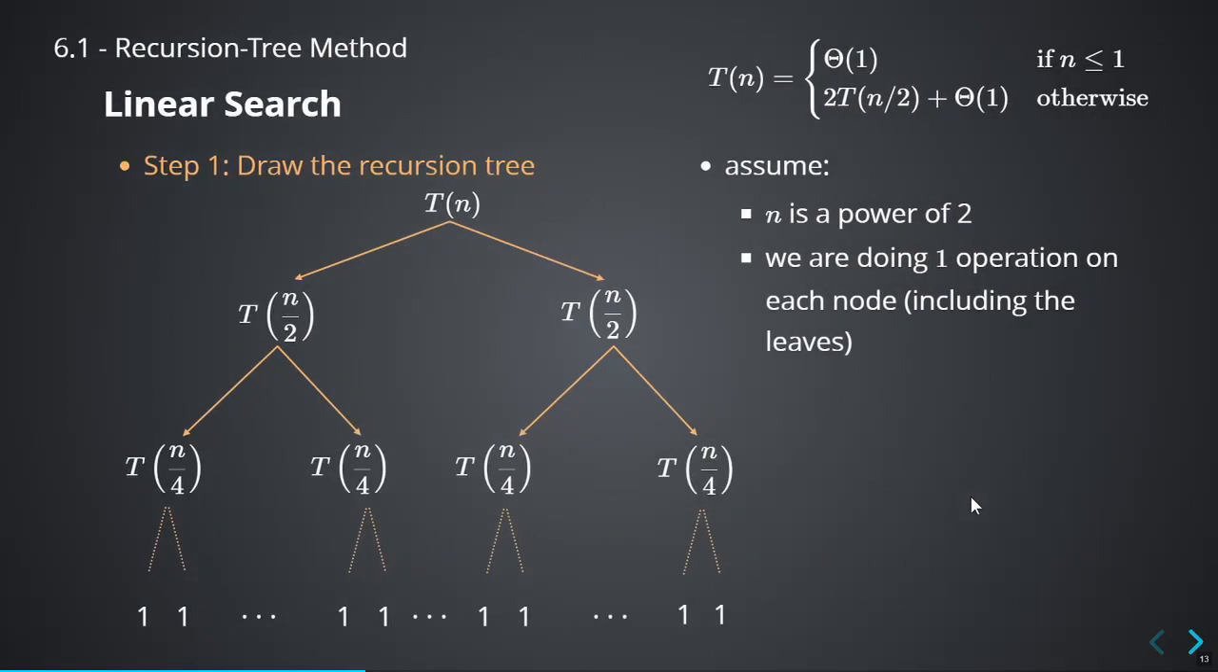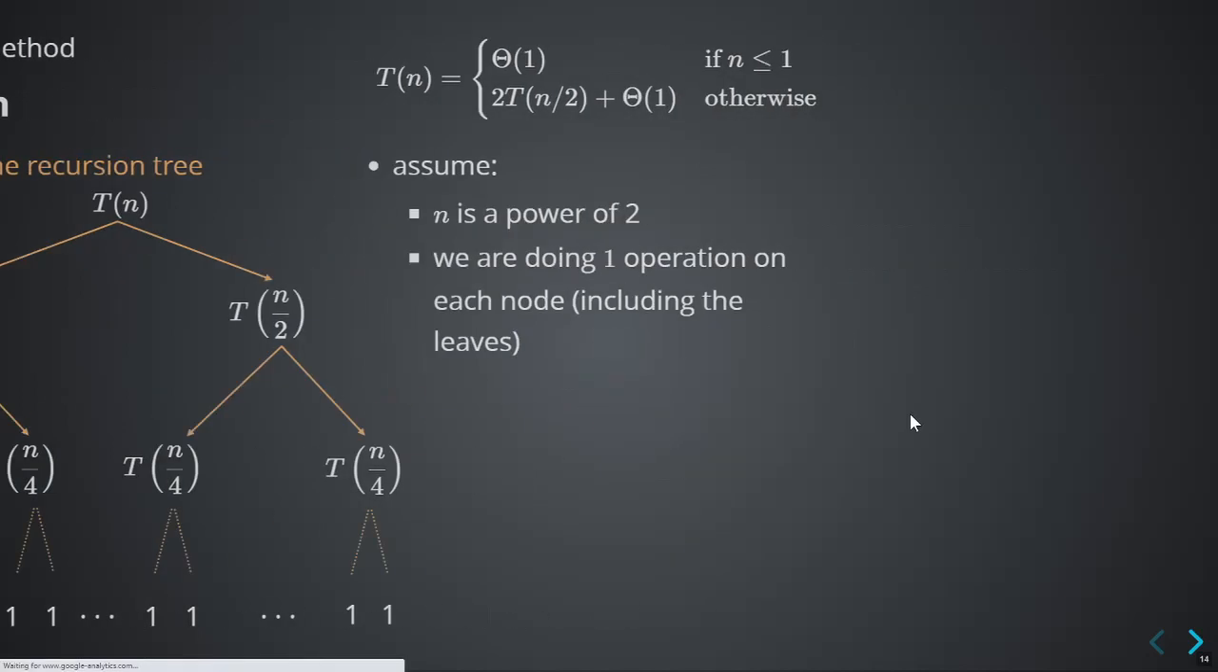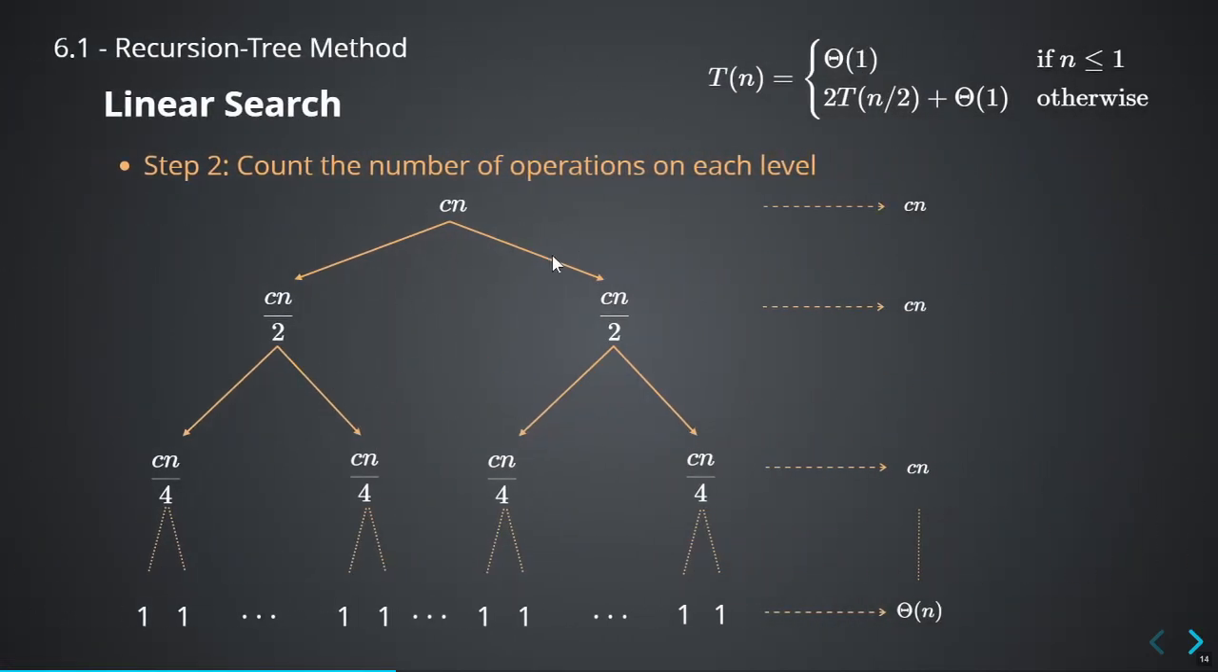Okay, step 1. Draw the recursion tree. Here it is. Again, we assume that n is a power of 2, so we have a nice evenly balanced tree here, and we are doing one operation on every node. Just say we're doing one operation, not two. What else? I guess we should say that the focus is on the size of the data again, so I'm going to write it like so.